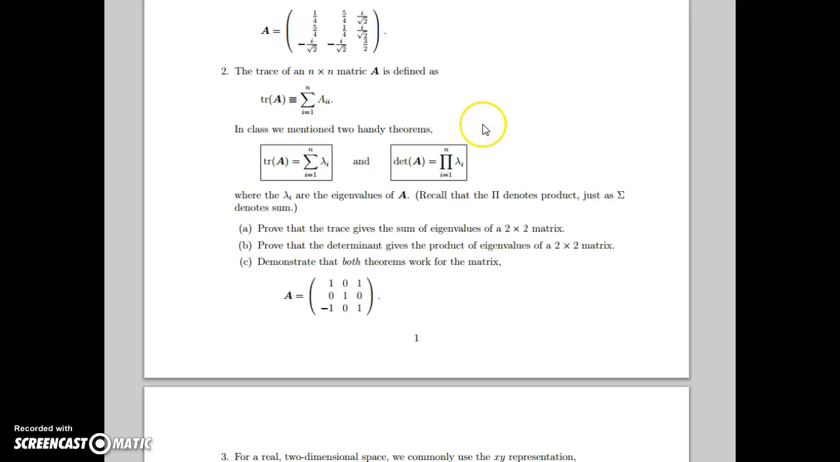So I'm doing standard 0.3, which is matrix operations. I'm doing question 2, which is talking about the trace of a matrix A. The trace of a matrix A equals the sum of the numbers on the diagonal, and also the trace of a matrix A equals the sum of the eigenvalues. So part A wants you to prove that the trace indeed gives the sum of the eigenvalues of a 2 by 2 matrix.